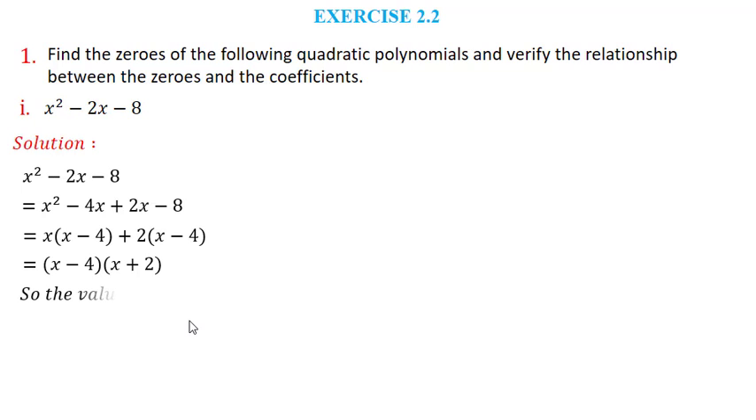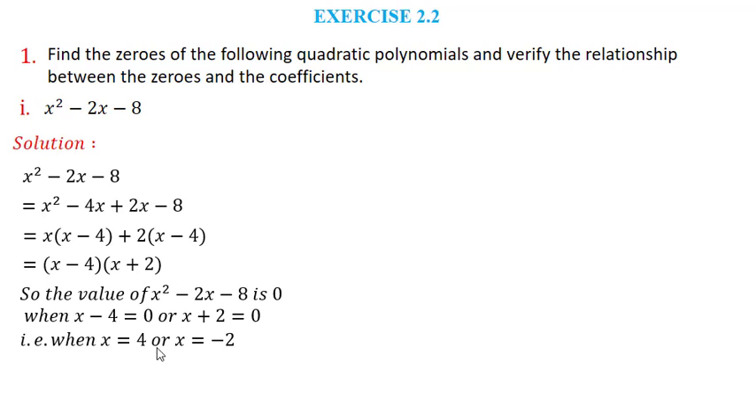Now I have to find zeros. So the value of x square minus 2x minus 8 is 0 when x minus 4 is 0 or x plus 2 is 0. We know that what is a zero? It is the value of x for which this whole expression should be 0. So for this whole expression to be 0, we have either this factor 0 or this factor 0. So that gives me the value of x as 4 or value of x is minus 2. So 4 and minus 2, these are two zeros.